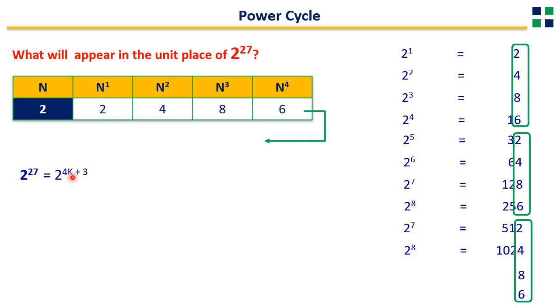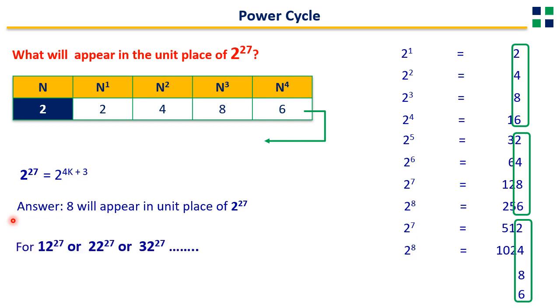So चौथे पावर के बाद 3 स्टेप्स आपको आगे जाना है. So that is 2, 4 and now comes 8. So 2 to the power of 27 के यूनिट प्लेस में आएगा 8. The same number 8 will appear if it is 12 to the power of 27 or 22 to the power of 27 or 32 to the power of 27 and so on.